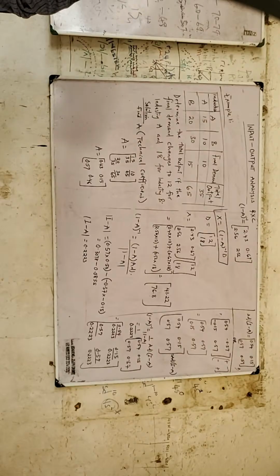Using grammar school, fraction, he solved for the Leontief matrix. He solved for I minus A. No, he did not solve for I minus A. He just used the technical coefficient instead.